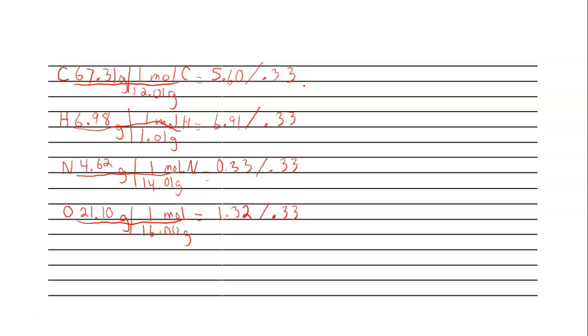When we enter these back into the calculator, we're going to get four different answers. First one is going to be 16.97. The second one here is going to be 20.94. Third one here is going to be 1. And then the fourth one here is going to be 4.